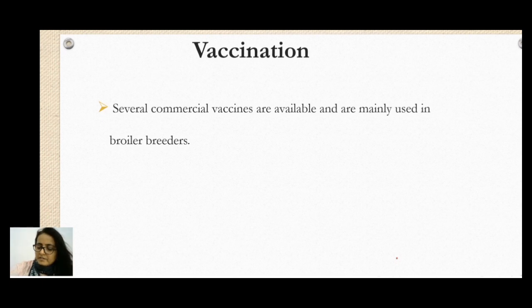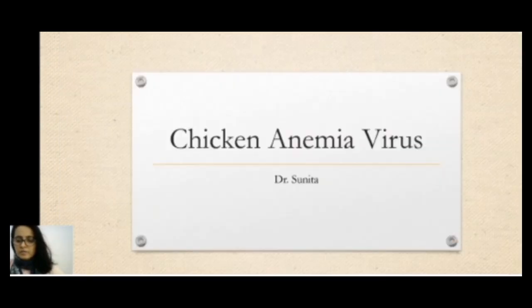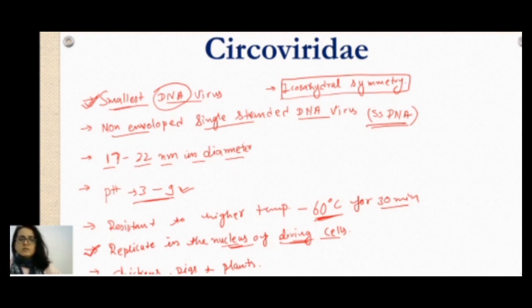So this is the diagnosis, and then the vaccination for chicken anemia virus. Several commercial vaccines are available and are mainly used in broilers and breeders. Then we revise the lecture. Today's lecture we discussed the Circoviridae family.